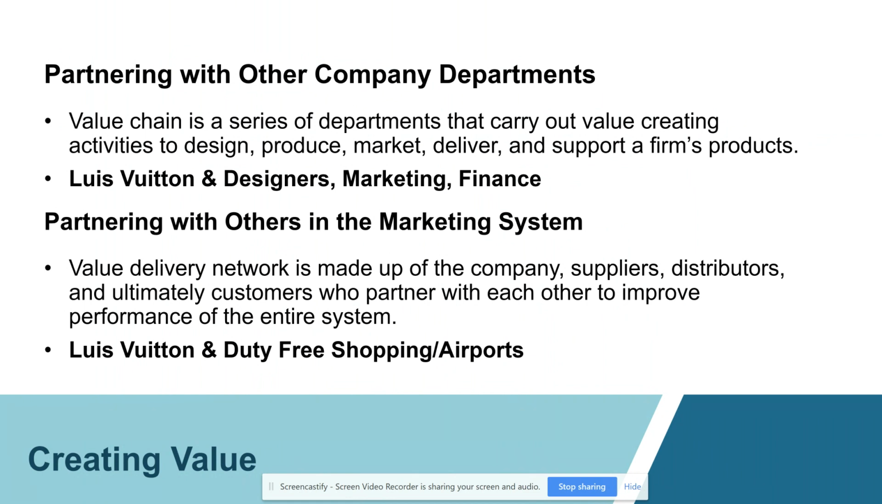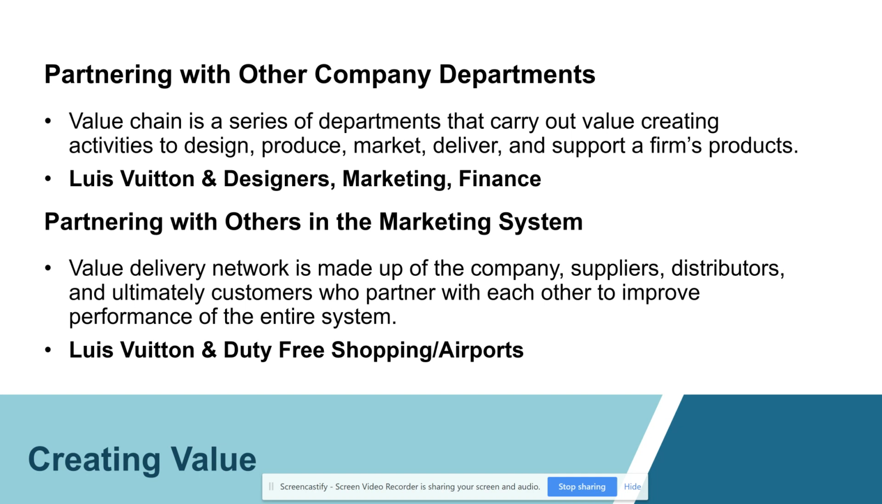Well, we're going to partner with different departments in Louis Vuitton. We're going to partner with designers and marketing and finance. And what that's called is a value chain. That's where we're going to use the best designers and best of marketing to create the best products for the African store, for example. And we'll probably need to be sensitive to their cultural needs, and that's why you get everybody involved.